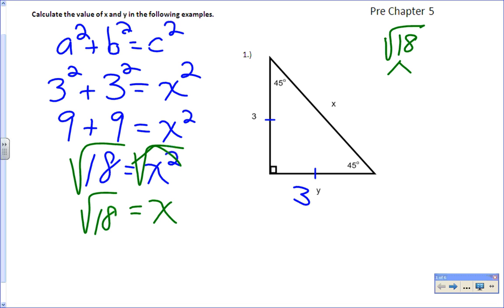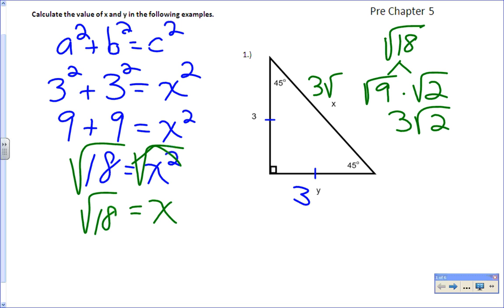Which of those is probably going to be the best one to choose? 9 and 2. So the square root of 9 times the square root of 2 is the same thing as the square root of 18. I just chose to write it a different way. And so why would we choose these two instead of 6 and 3? Yeah, because 9 is a perfect square. So we got 3 square root of 2 is this side.